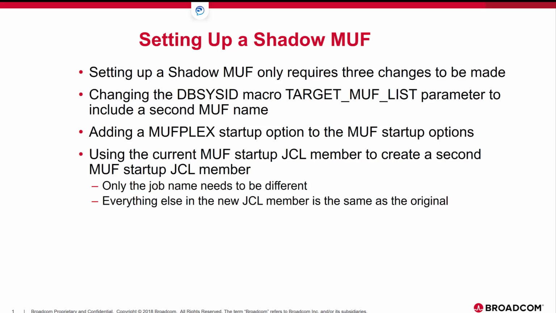Changing the DB sysid macro target MUF list parameter to include a second MUF name, adding a MUFplex startup option to the MUF startup options, using the current MUF startup JCL member to create a second MUF startup JCL member. Only the job name needs to be different. Everything else in the new JCL member is exactly the same. Now I'd like to do a brief demo and actually set up a Shadow MUF.